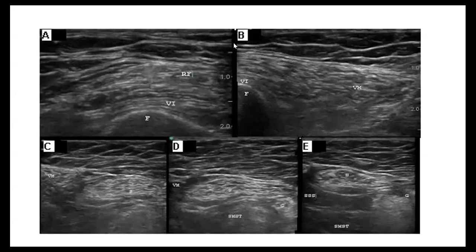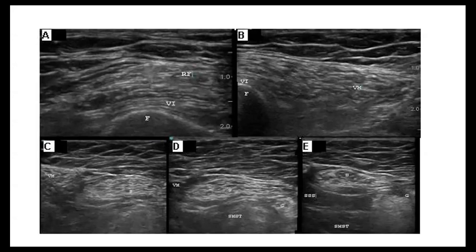So these are the sonoanatomic pictures. You can see the hyperechoic line with the anechoic shadow is the femur. The muscle which is closest to it and above it is the vastus intermedius. More superficial to it is the rectus femoris.